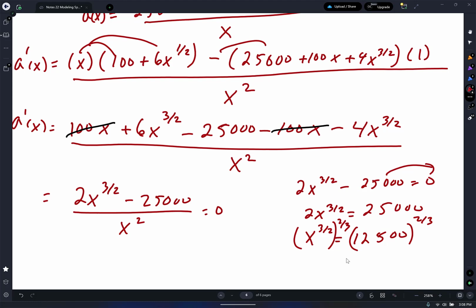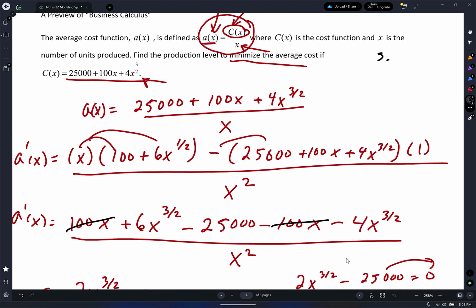Okay, side note. If I have X to the 3/2 equals, let's say, a, how do I get X by itself? You either raise it to the 2/3, because remember, an exponent raised to an exponent, you multiply and you get 1. Whatever you do to one side, you do to the other. So you either do that, or you can do this. X to the 3/2 equals a.